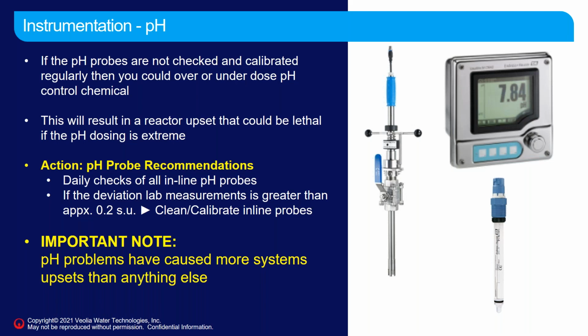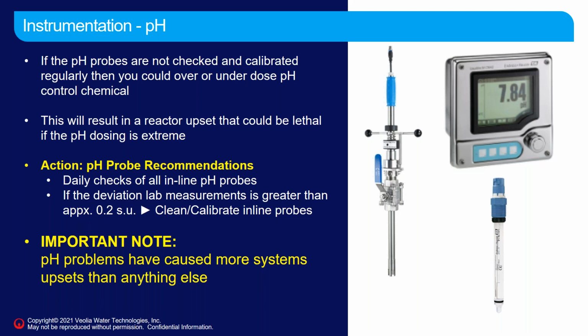But the pH probes need to be checked and calibrated regularly so that you can ensure that you don't over or underdose chemicals. If you over or underdose pH control chemicals, it could result in a catastrophic event in your digester.